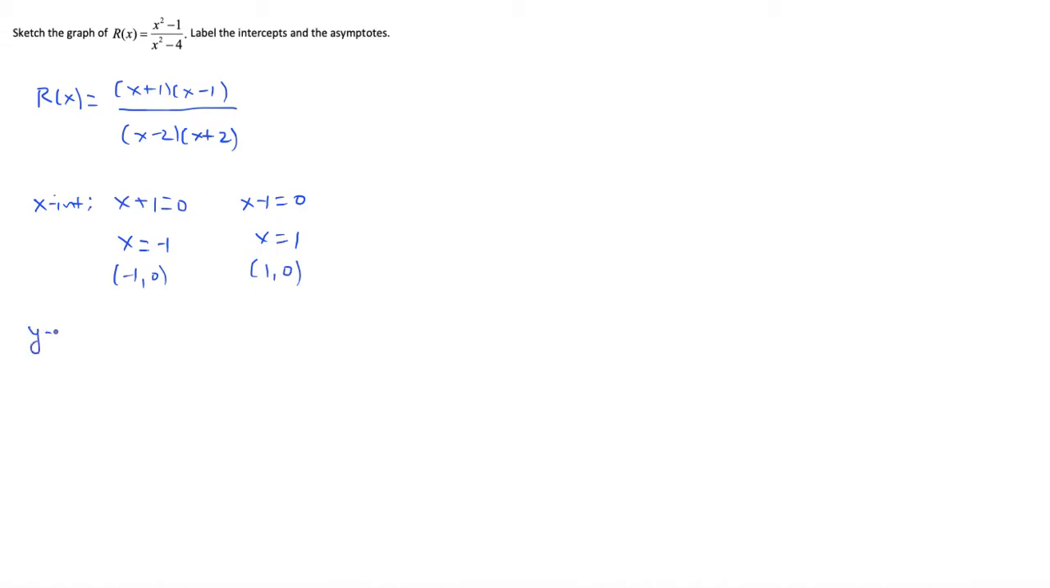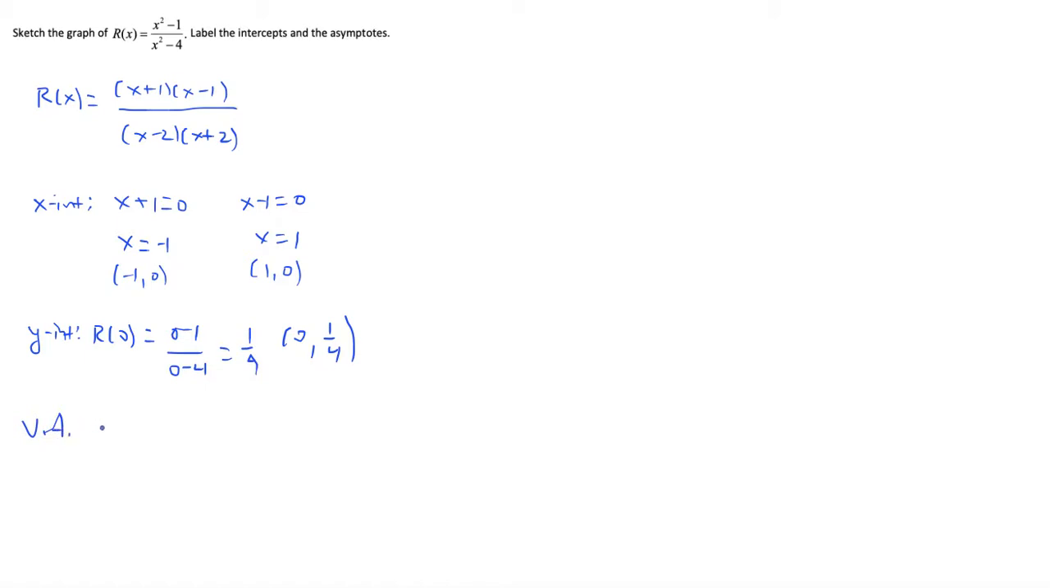To find the y-intercept, very simply, we just plug in 0 for x. You notice we get 0 minus 1 over 0 minus 4, so that's +1/4. So the y-intercept is a point as well: (0, 1/4). Now we can do the vertical asymptotes next.